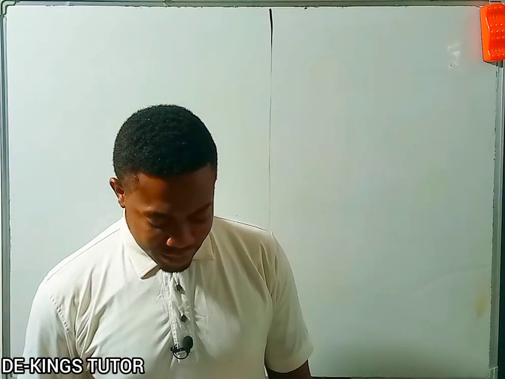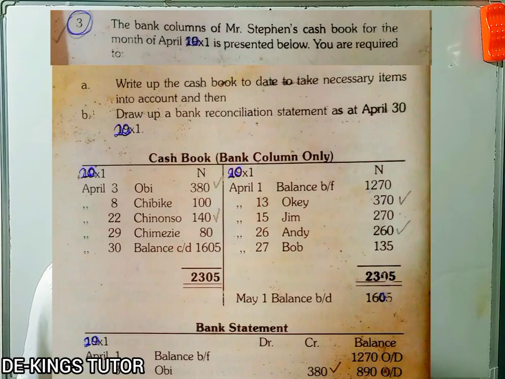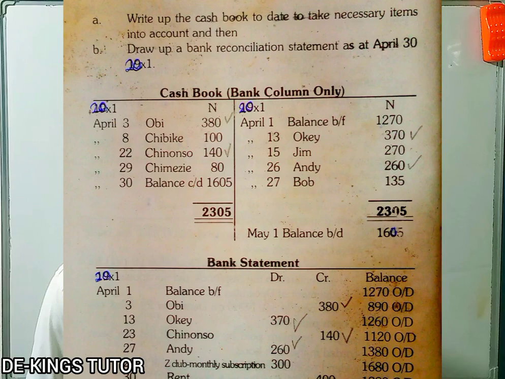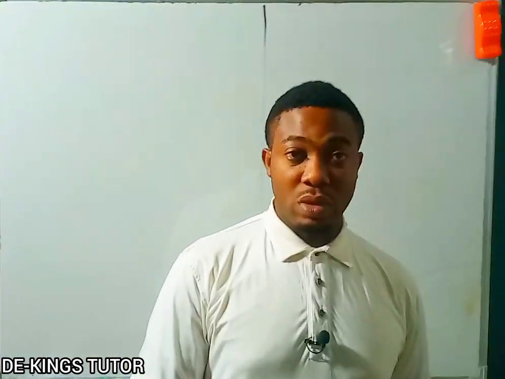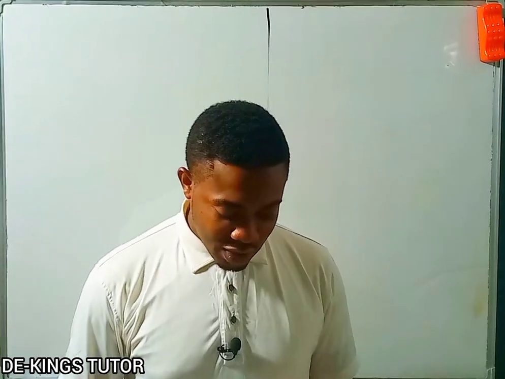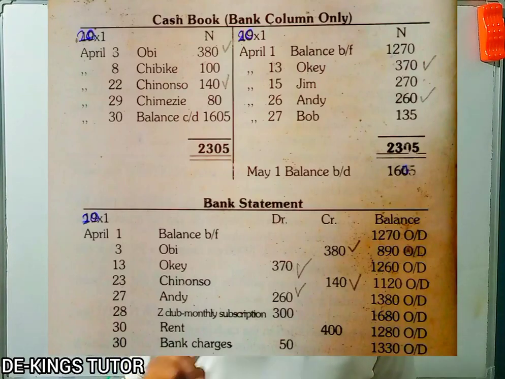The question says the bank column of Mr. Stevens' cash book for the month of April 20X1 is presented below. You are required to A, write up the cash book to date to take necessary items into account, and then B, draw up a bank reconciliation statement as at April 30, 20X1. So they're asking us to write up the cash book to date. Okay? So now we're going to see the cash book bank column only.